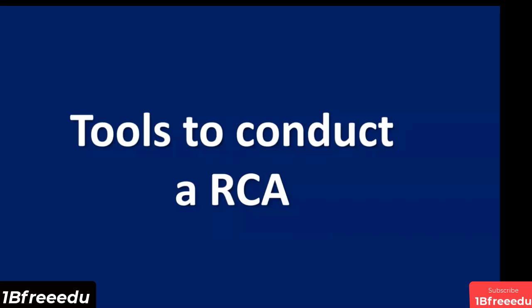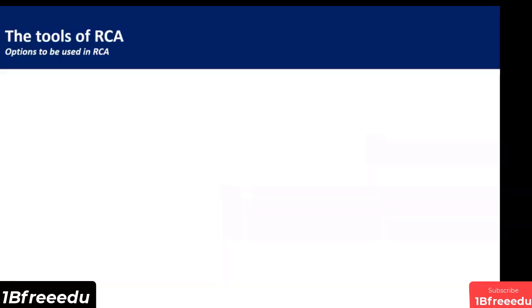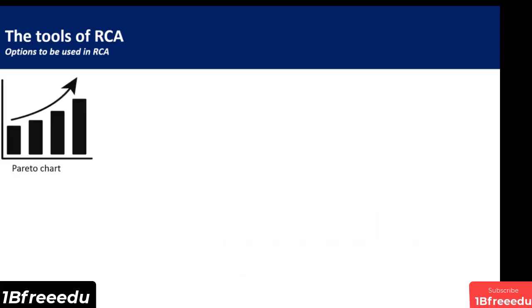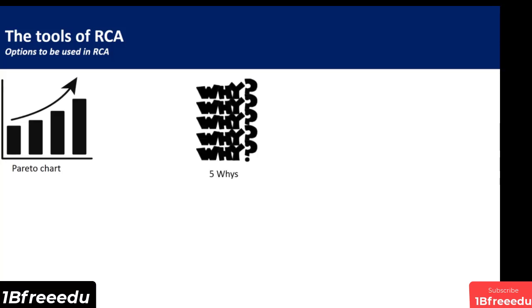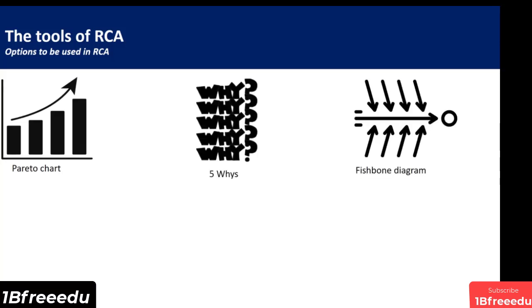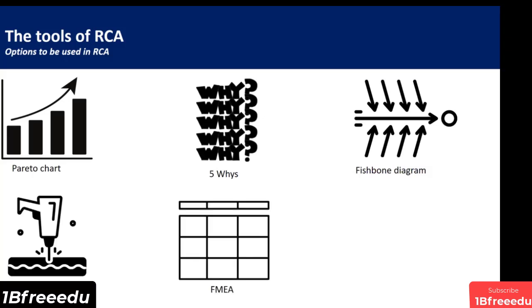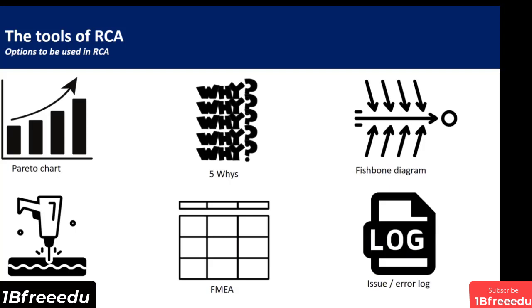So in the next section, we are going to look at the tools that you need to use to conduct an RCA. Now for this course, we're going to look at 6 tools, but of course there are always more you can use if needs be. So we're going to look at the Pareto chart, the 5 whys, the fishbone diagram, the drill down, the FMEA, and the issue and error log. So in the next section, we're going to break down each tool and discuss further.